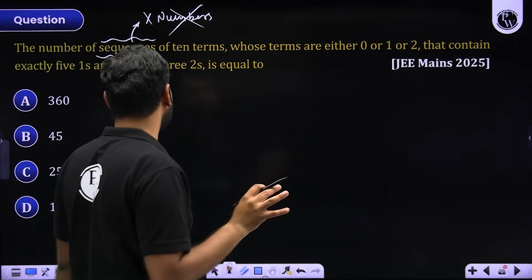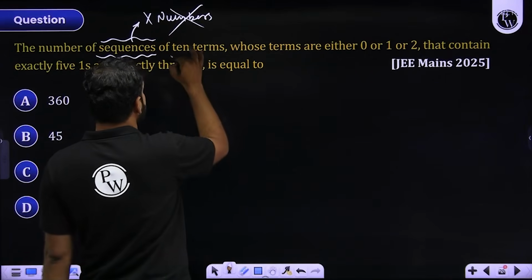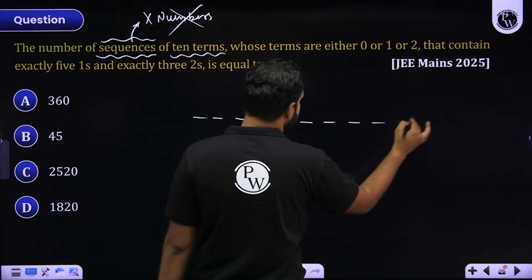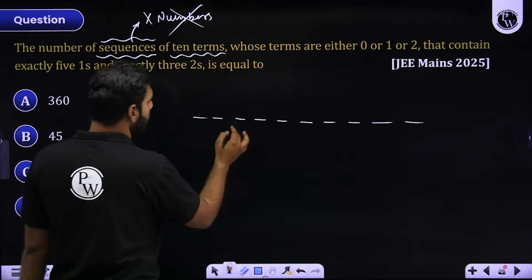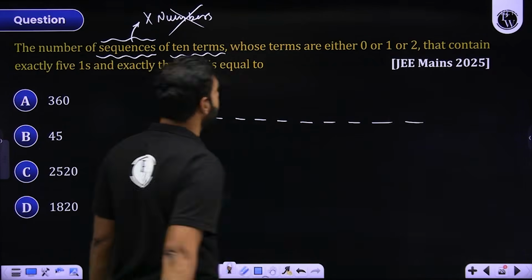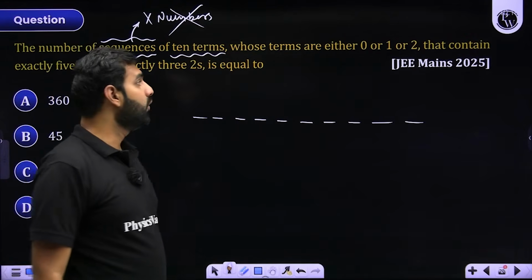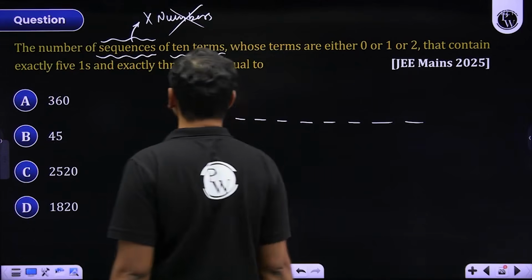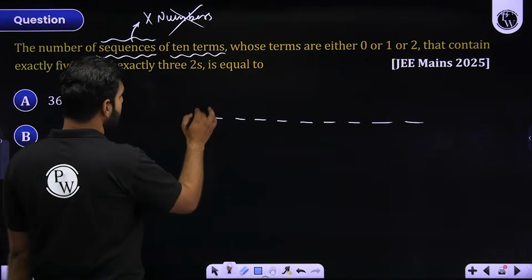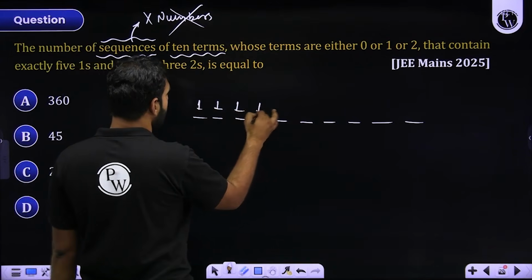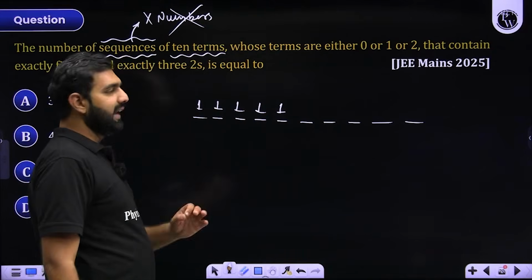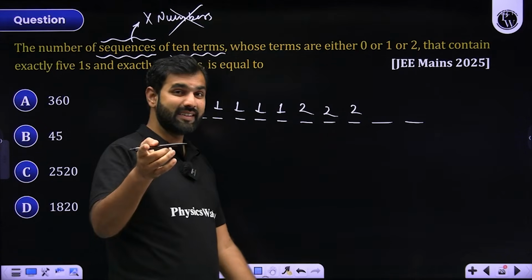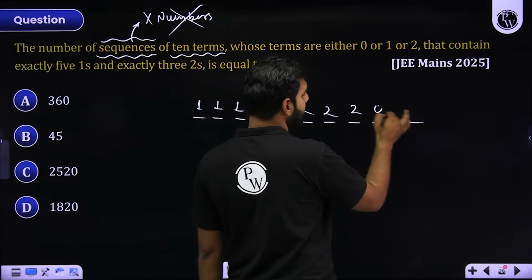Read this question carefully. Now, of 10 terms: 1, 2, 3, 4, 5, 6, 7, 8, 9, 10, which are either 0, 1 or 2, that contain exactly 5 ones. So 1, 2, 3, 4, 5 ones are there. Exactly 3 twos. So 1, 2, 3 twos are there, which means exactly 2 zeros should be there.